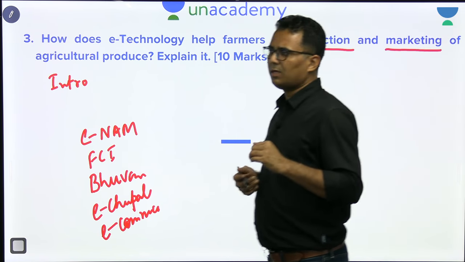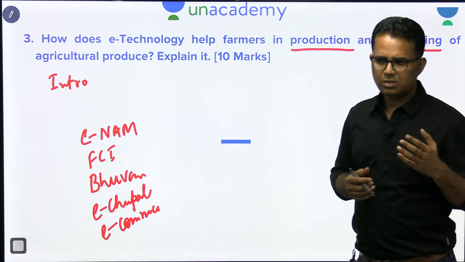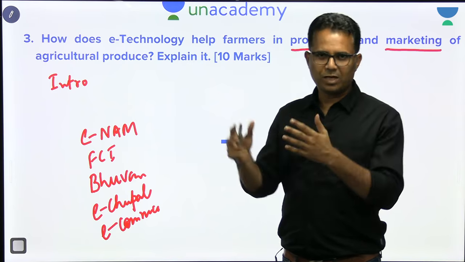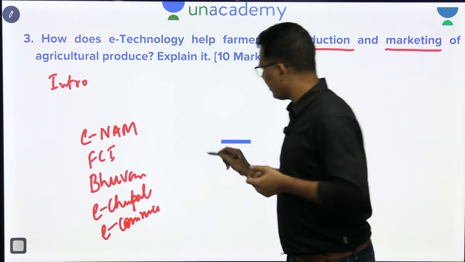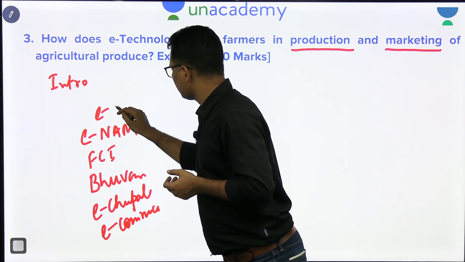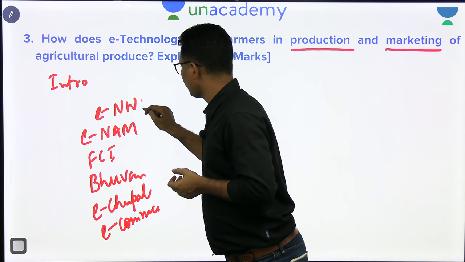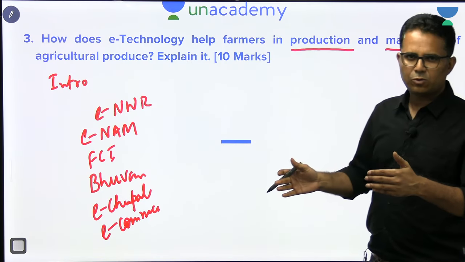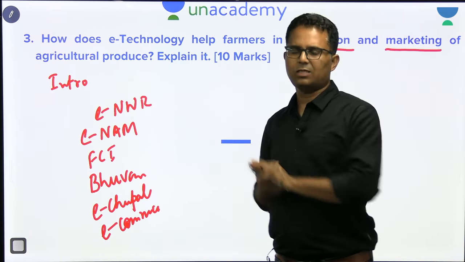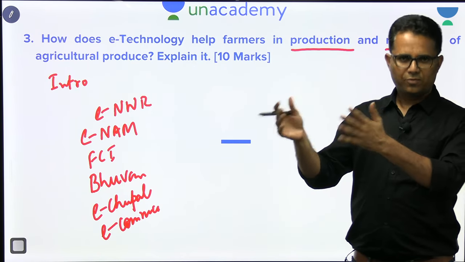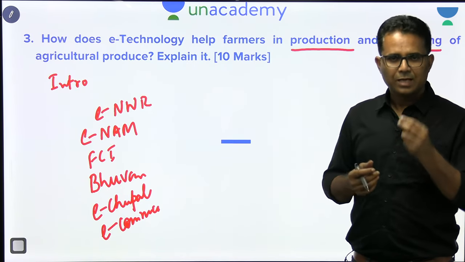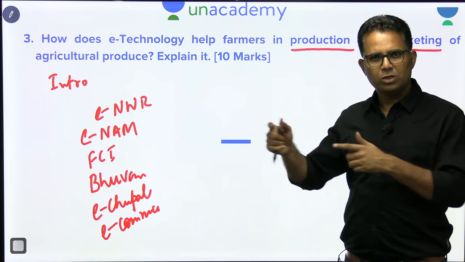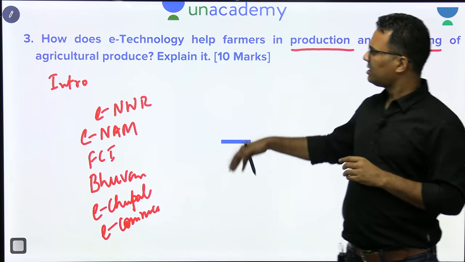Plus one more thing, warehouse receipts. A farmer can keep their produce in the warehouse and they get e-warehouse receipts, e-NWR, negotiable warehouse receipt. A farmer doesn't need to carry his produce again and again. He can keep his produce in the warehouse. He will get an online receipt, and through that receipt, trading can happen again and again. No need to physically carry them. So all these things can be mentioned.